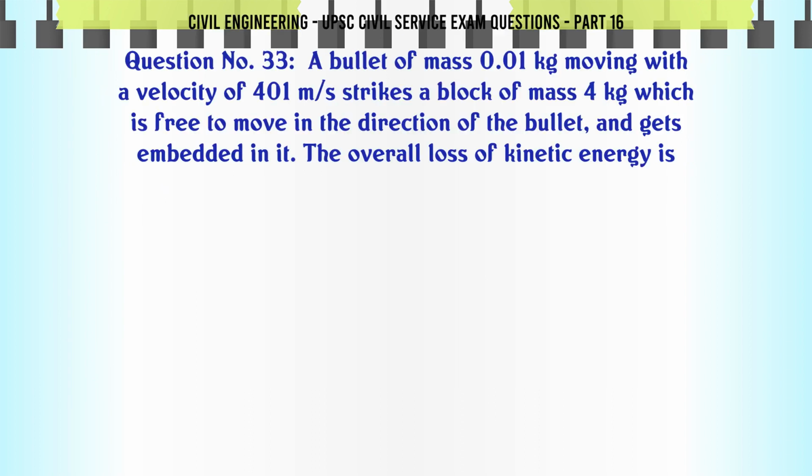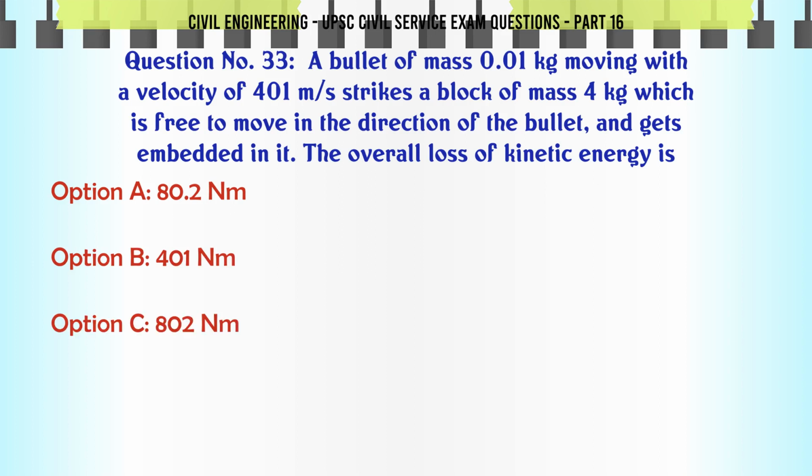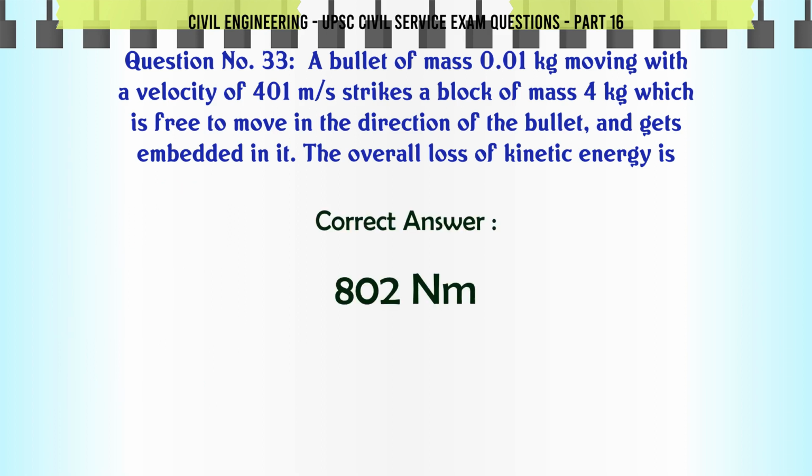A bullet of mass 0.01 kilograms moving with a velocity of 401 m/s strikes a block of mass 4 kilograms which is free to move in the direction of the bullet and gets embedded in it. The overall loss of kinetic energy is A. 80.2 Nm, B. 401 Nm, C. 802 Nm, D. 1604 Nm. The correct answer is 802 Nm.